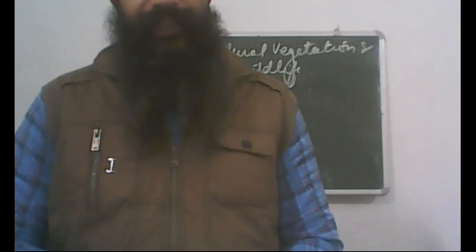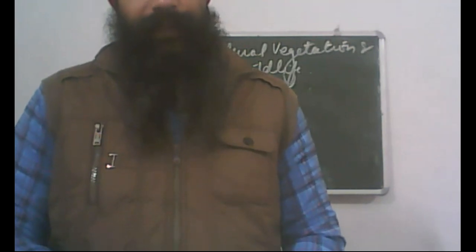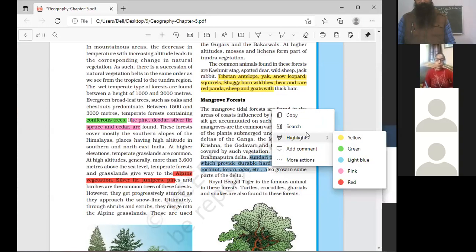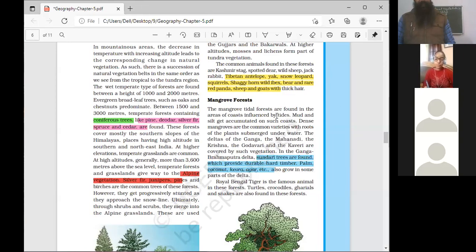Important species of trees which generally grow in mangroves are Sundari, S-U-N-D-A-R-I, Keora, K-E-O-R-A, Agar, A-G-A-R, coconut palm, etc.